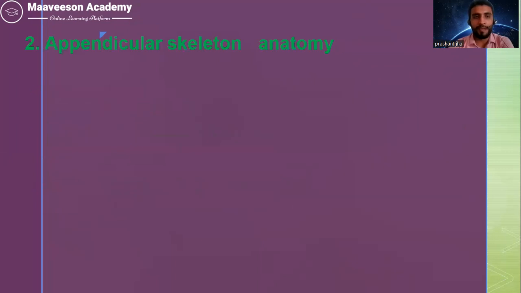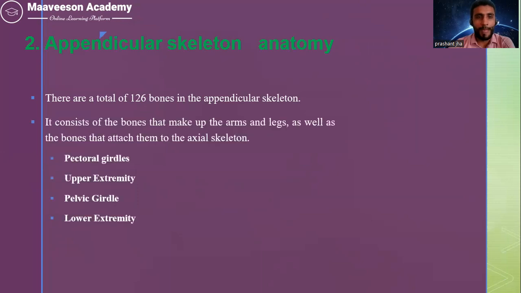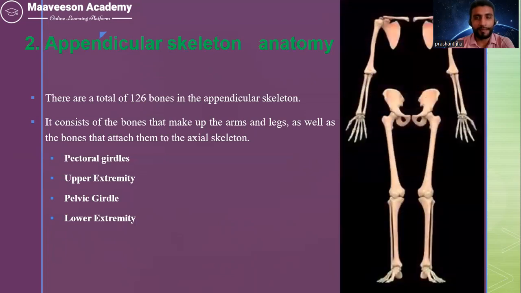Next classification of the skeleton is the appendicular skeleton. So, total 126 bones are included in the appendicular skeleton. It consists of the bones that make up the arm, leg, as well as bones that attach them to the axial skeleton, including the pectoral girdles, upper extremities, pelvic girdle, and lower extremities.